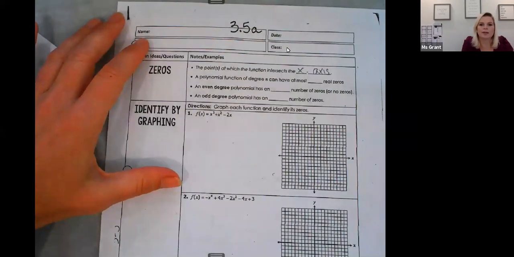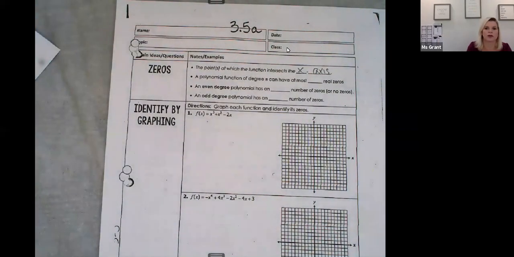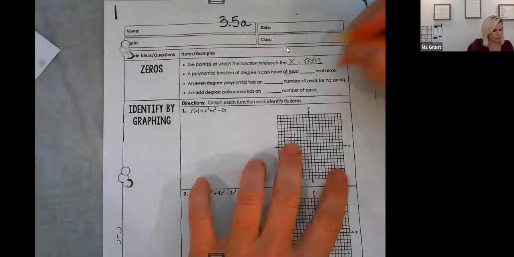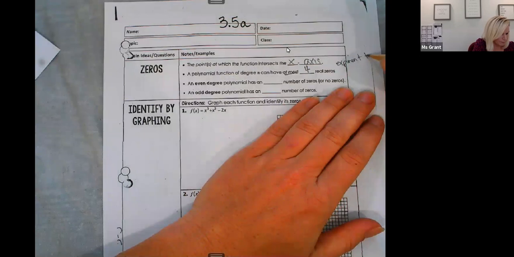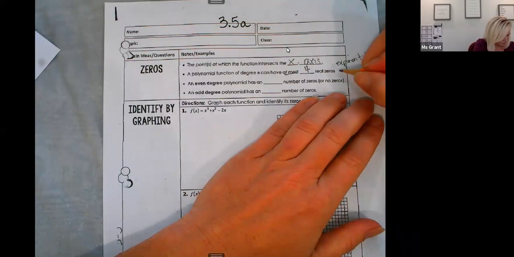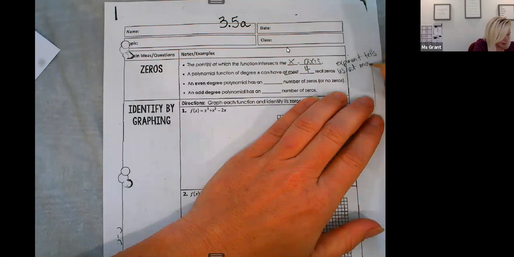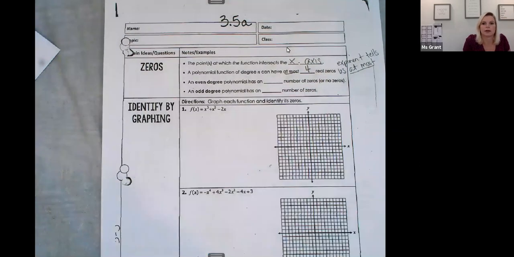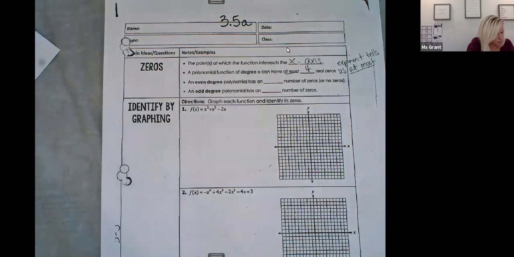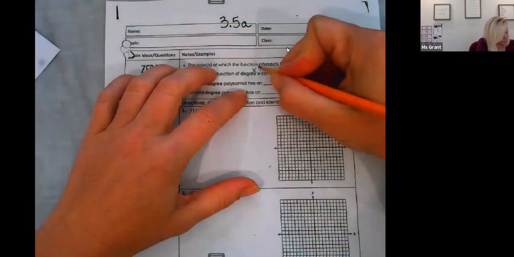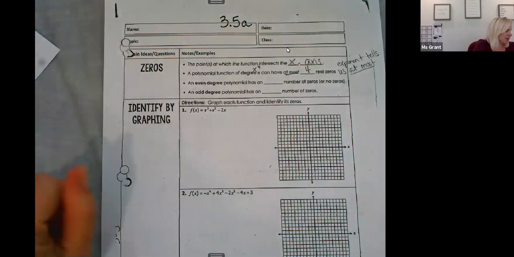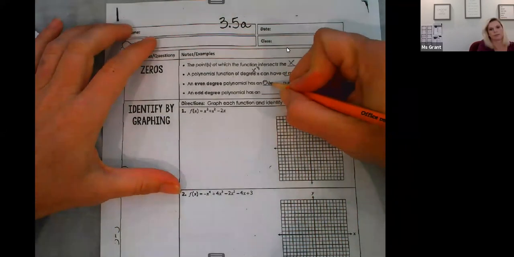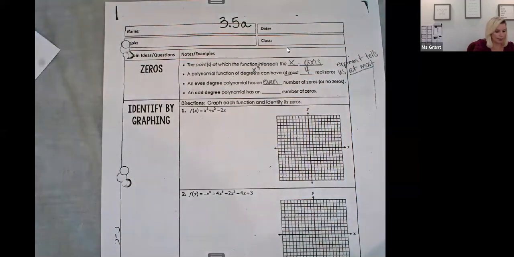Okay. A polynomial function of degree n. So if it's to the fourth degree, then it can have at most 4 zeros. It could also have 3. The exponent tells us at most how many zeros there would be. Could have less. This would be if it were like x to the fourth. It would have 4 zeros, or 3 or 2. An even degree polynomial has an even number of zeros, and an odd degree polynomial has an odd number of zeros.